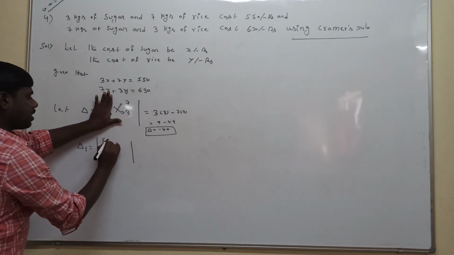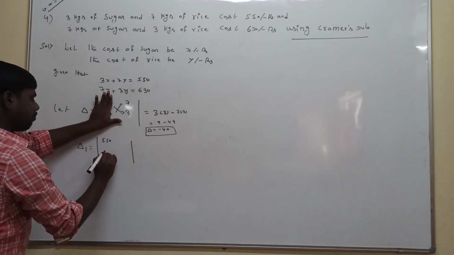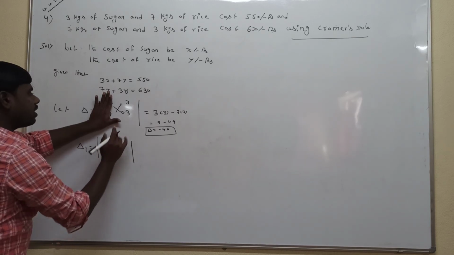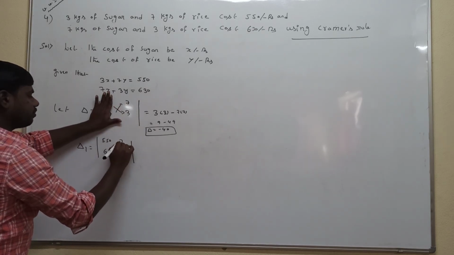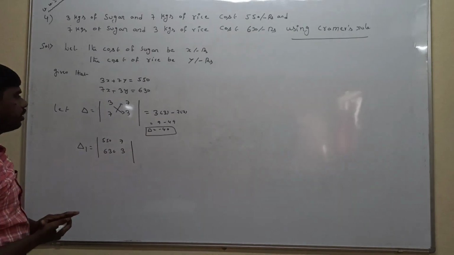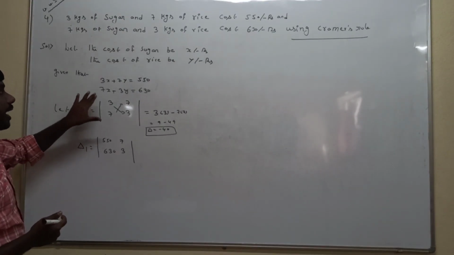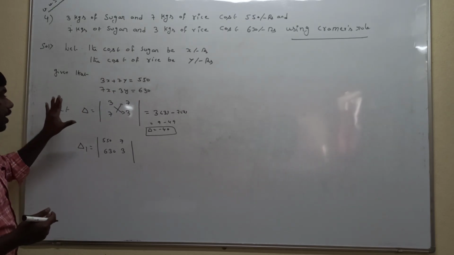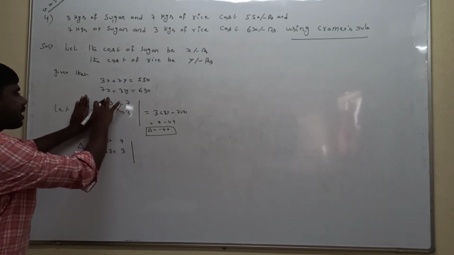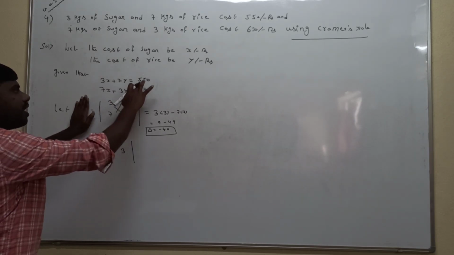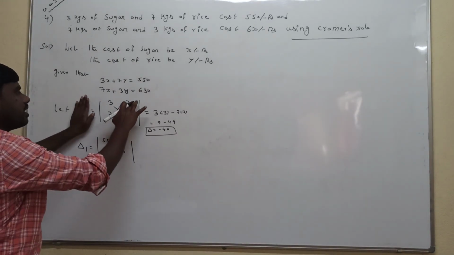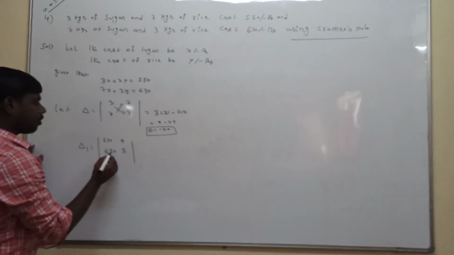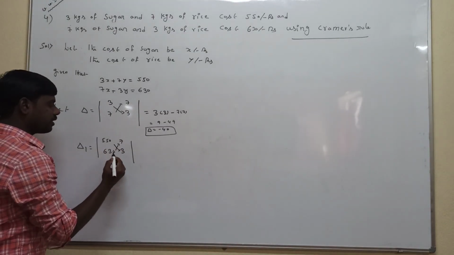First column replaced by C1, C2 values, 550, 630. Second column is as it is. You understood? Delta means we are taking the xy coefficient values in the given equation. Delta 1 means, from the delta value, the first column is replaced by C1, C2 values 550, 630, and the second column stays as is. Now we are also applying the cross multiplication method.